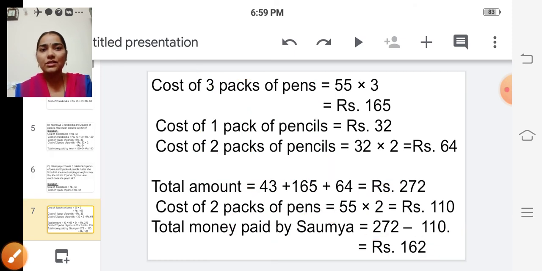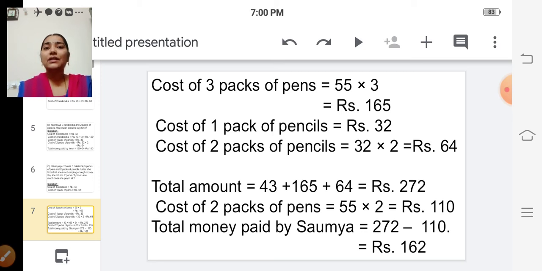So have you all understood, children? Is that clear? So first thing we have to find out the cost of the given number of pens, pencils and notebooks. First thing we have to find out the cost of all these things. And then we have to add all these amounts to get the total amount.